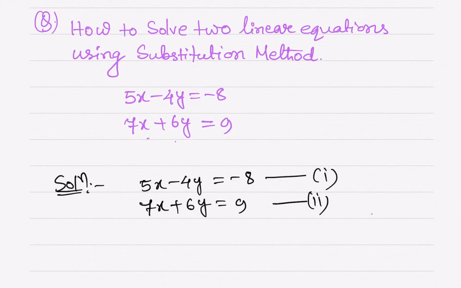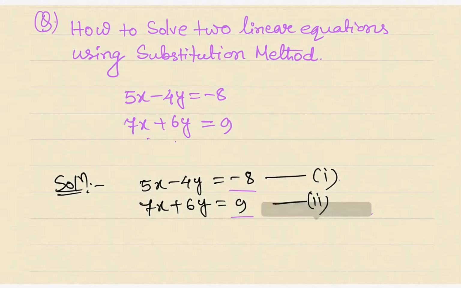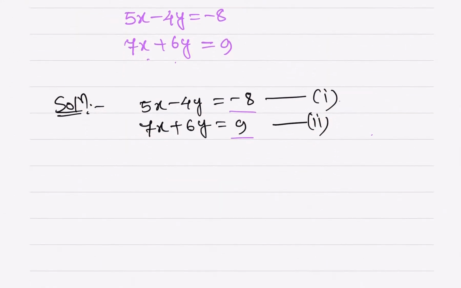Today I'll solve the two variable linear equation using the substitution method. The given example is 5x minus 4y equals minus 8, and the second one is 7x plus 6y equals 9. The first one is equation 1, the second one is equation 2. Now we apply the substitution method here.